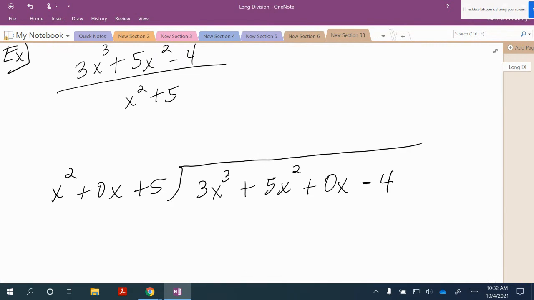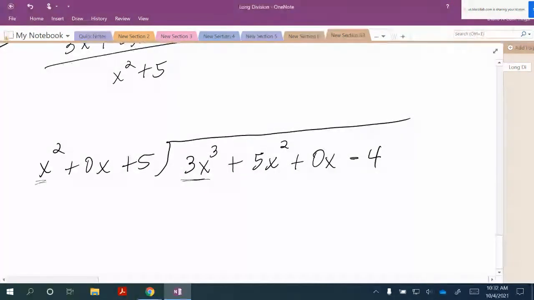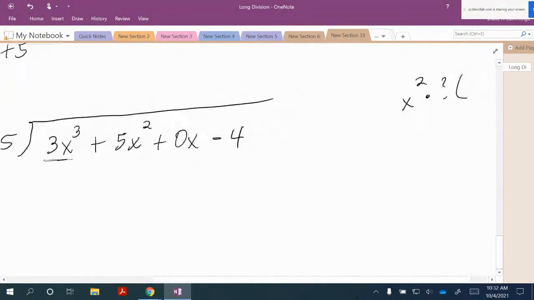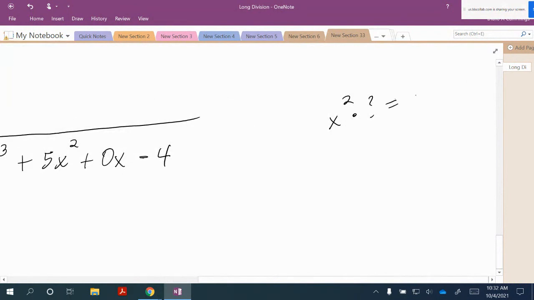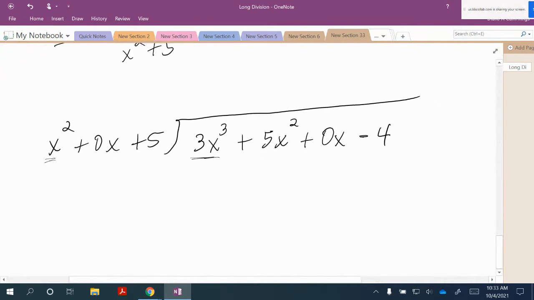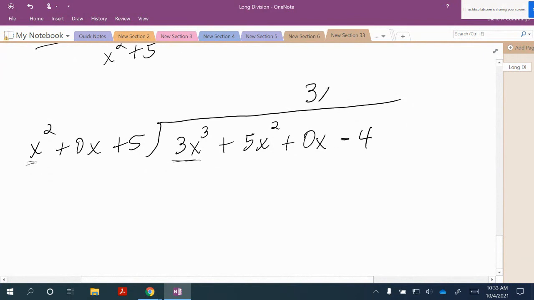So notice we have 3 terms in our divisor, right? So we're going to place whatever we're going to multiply by above the third term in our dividend. Just as before, we're going to concentrate on the first terms, x squared and 3x cubed. If I figure that on the side, x squared times what quantity is equal to 3x cubed? Well, x squared times 3x gives us 3x cubed. Since I'm dealing with 3 terms, I'm going to put that 3x above the 0x.